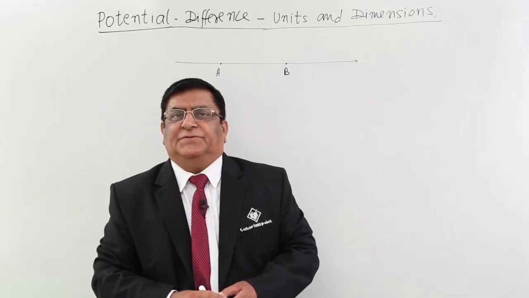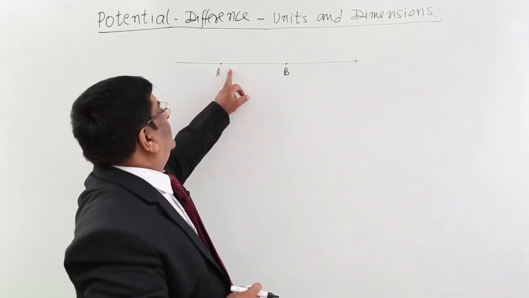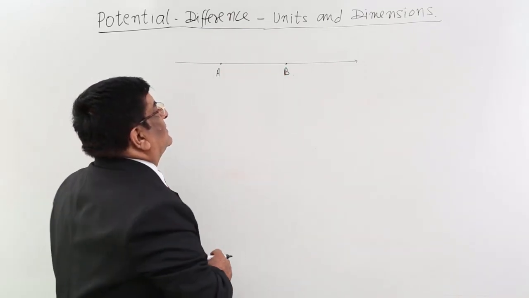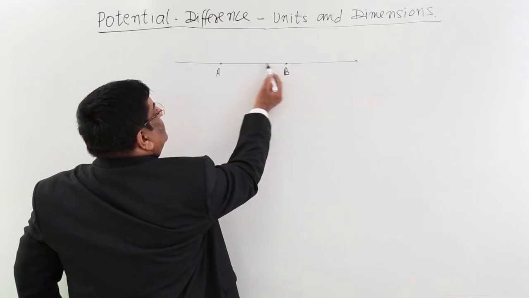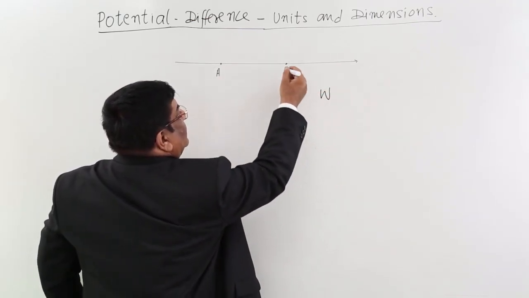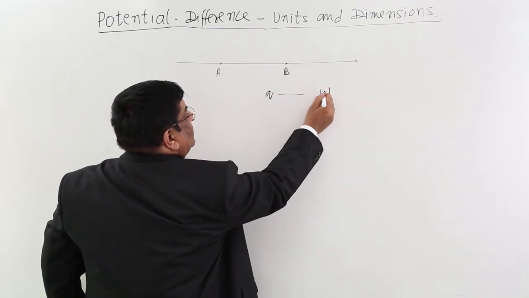The potential difference between 2 points in an electric field. There are 2 points A and B. The potential difference is the amount of work we do in carrying a charge from this point to this point. If that work done is W and we are carrying the charge Q, so on Q we have done the work W.